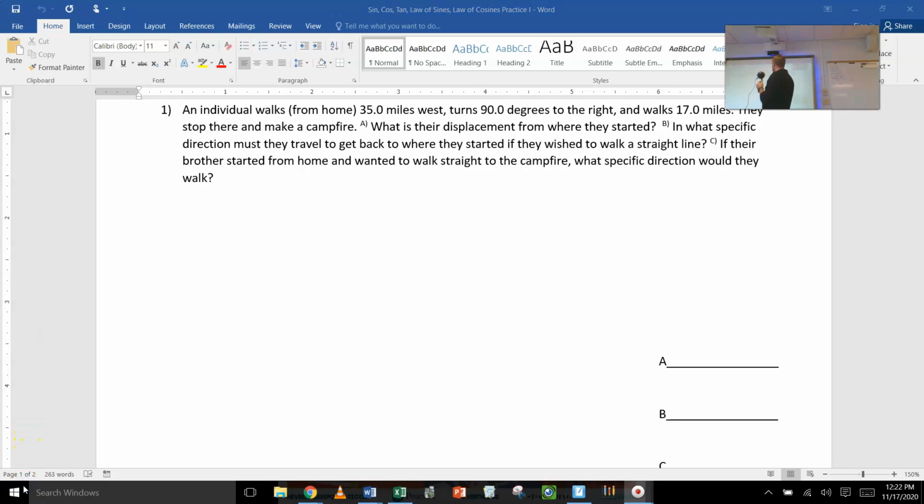It's always helpful to make a picture. 35 miles west, 90 degrees to the right, so that right is this way. And then you're going to walk 17 miles. It's good to try to make this to scale as possible. 35 is almost twice 17, so I tried to make that arrow twice as much as the 17. The better you can be to scale, the better your chances are going to be. So try to make these roughly to scale when you're making a picture.